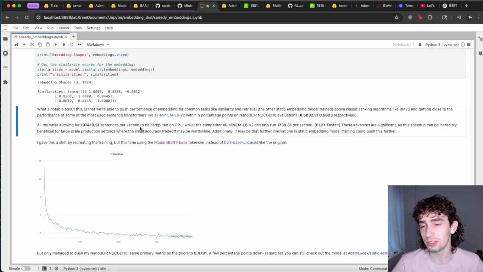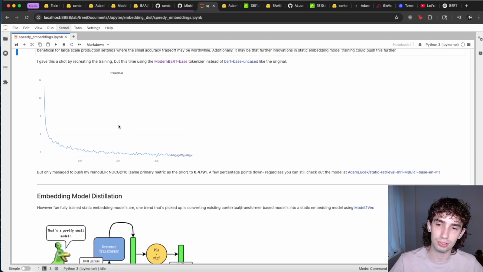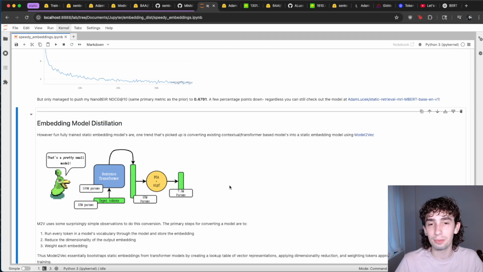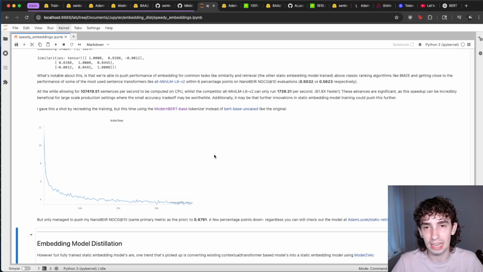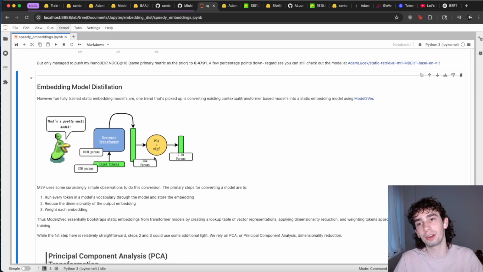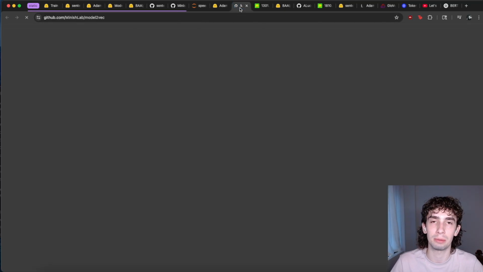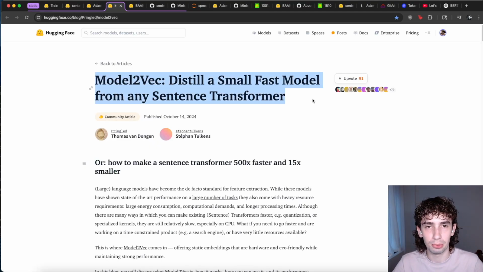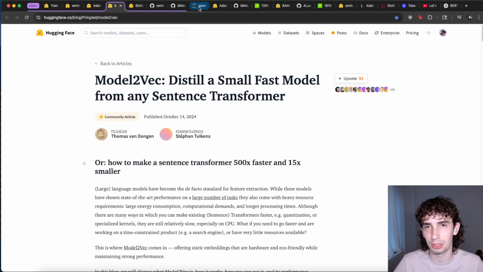But the second topic of the day, which we'll cover briefly at the end here, is actually the embedding model distillation process, where rather than relying on training a full model from the start, what if we took an existing transformer and contextual-based model and converted it into a static embedding model? Well, that's exactly what the aptly named Model2Vec package does. There is another blog post that I'll have linked in the description below for you to check out.